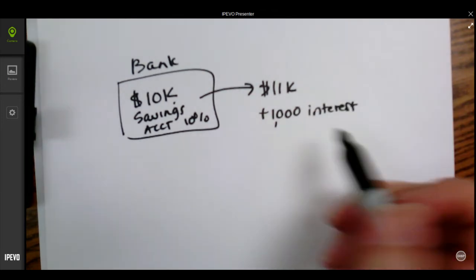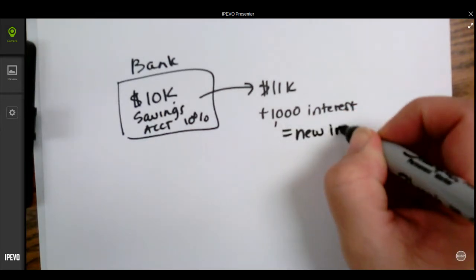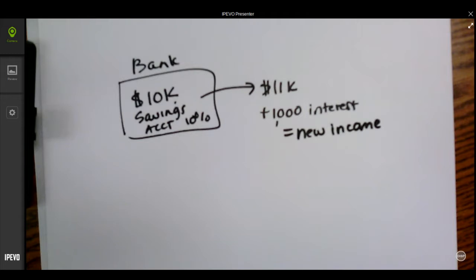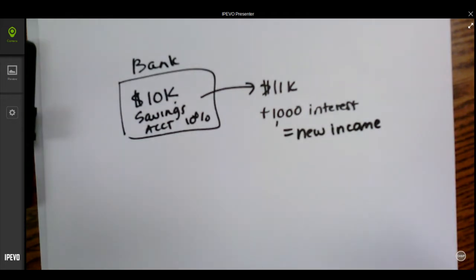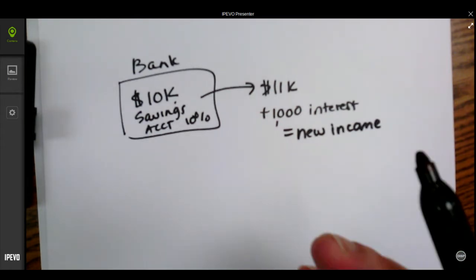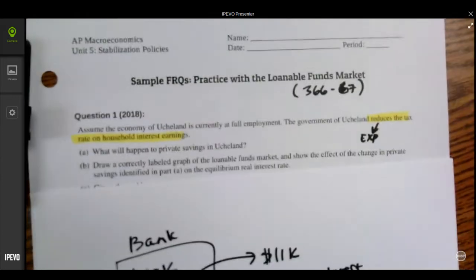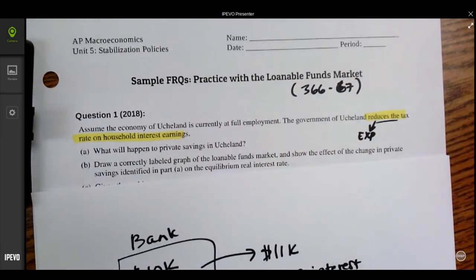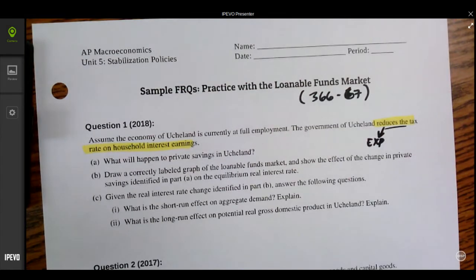So the federal government considers this interest that you've earned to be new income. So when you file your income taxes at the end of the year, you have to pay taxes on the interest that you've earned. So imagine if the government, like the government in Ucheland, decided, let's reduce that tax. This would be an incentive for households to put money away in savings, okay? So that is kind of important for you to understand before you do this question.